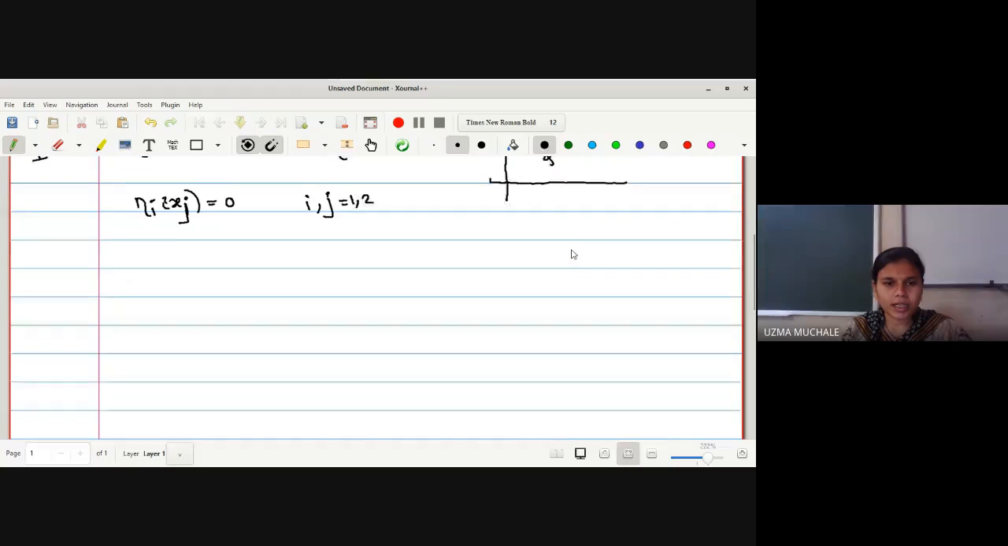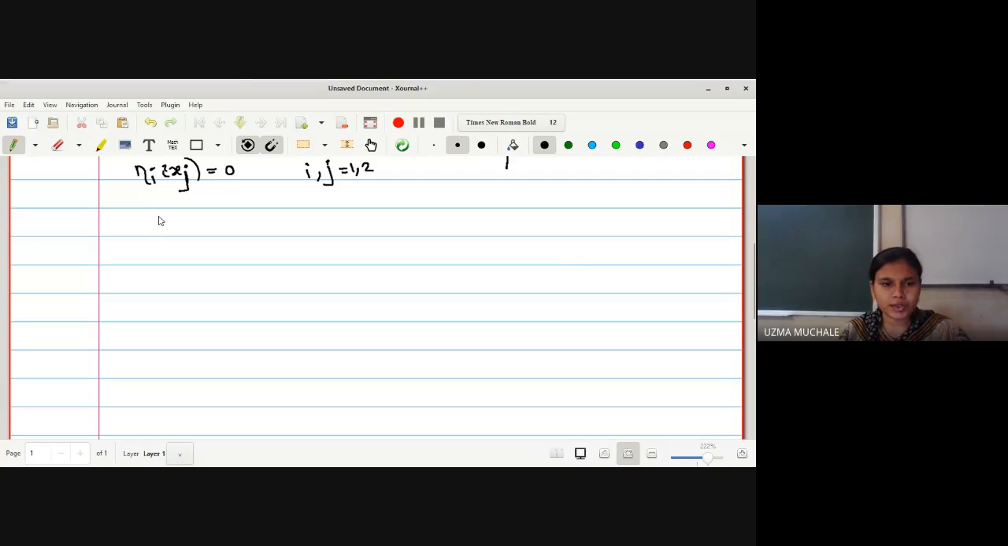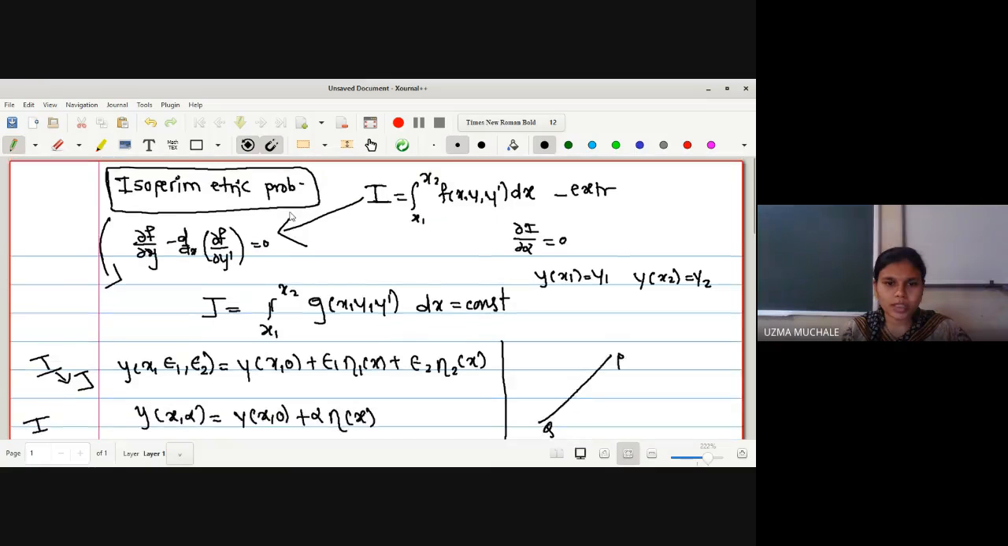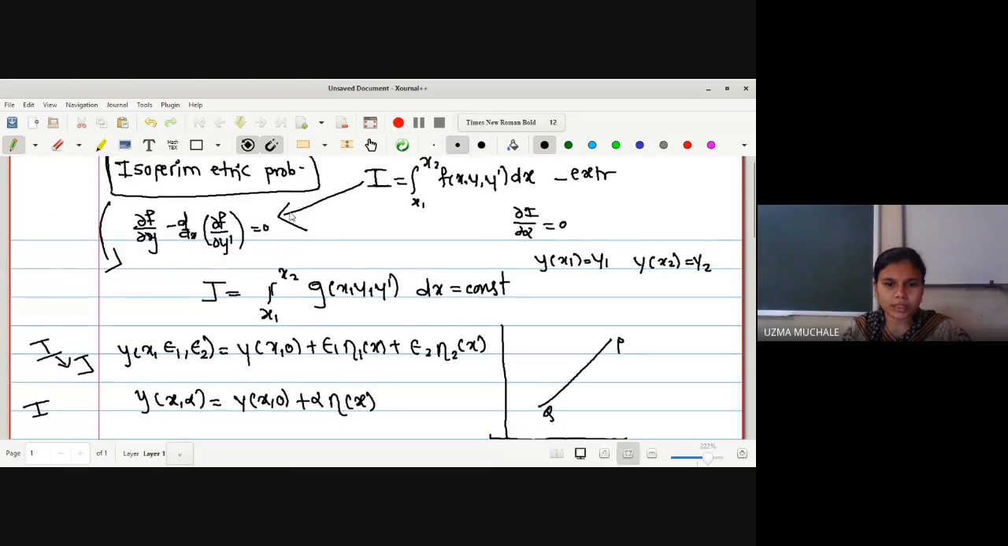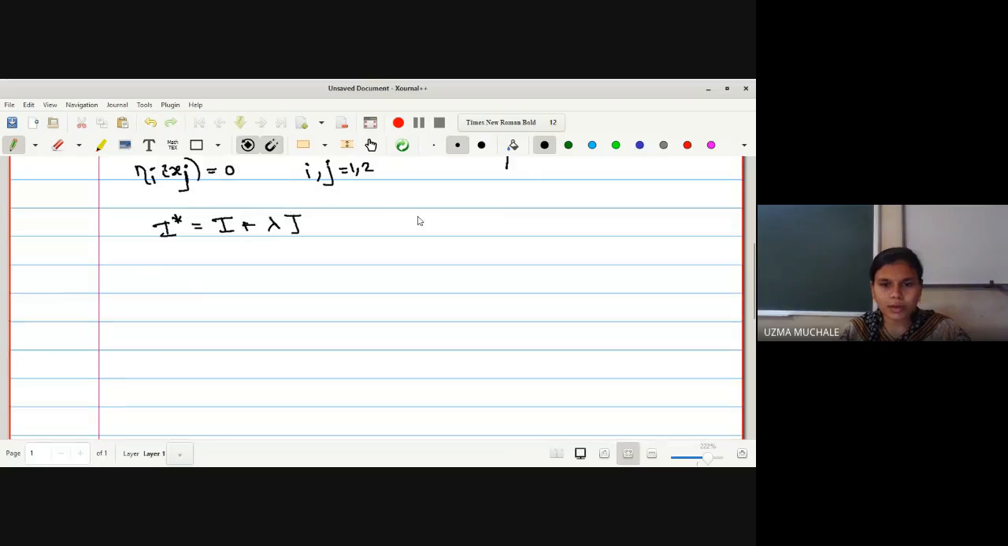If you do not have a doubt in this case, let us go on to the next one. I hope you have understood this. I have renamed the new integral as I star, equal to I plus lambda times J, where I is an integral and J is also an integral which is provided to us. These are the two things. Now, the corresponding function f star will be nothing but f plus lambda g.